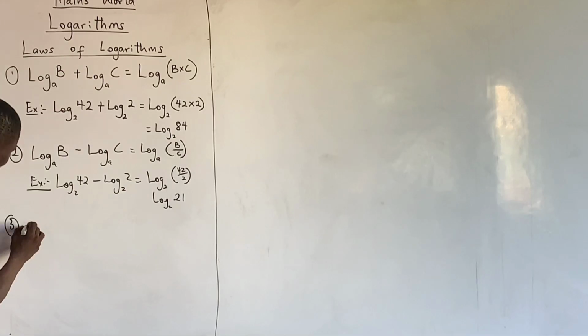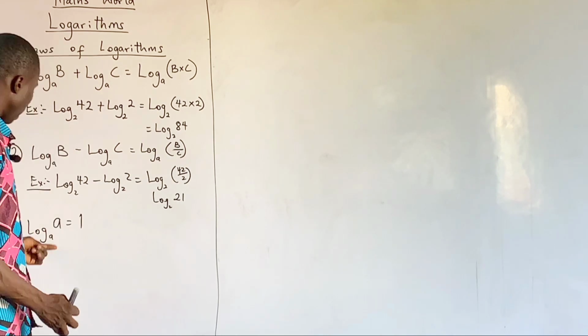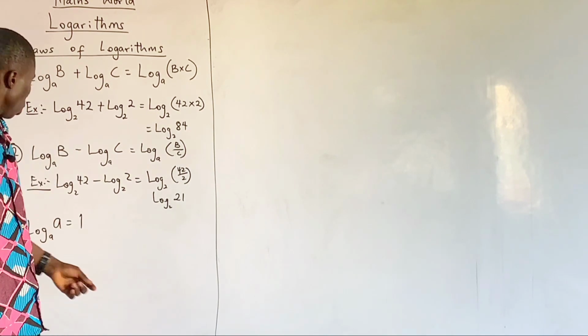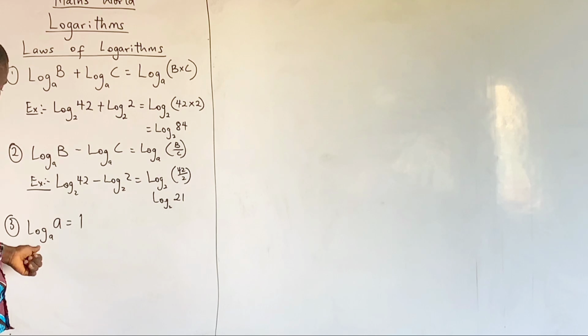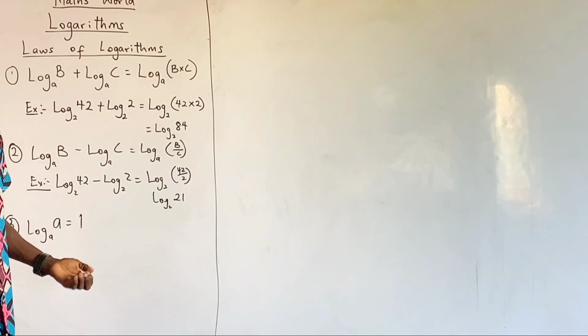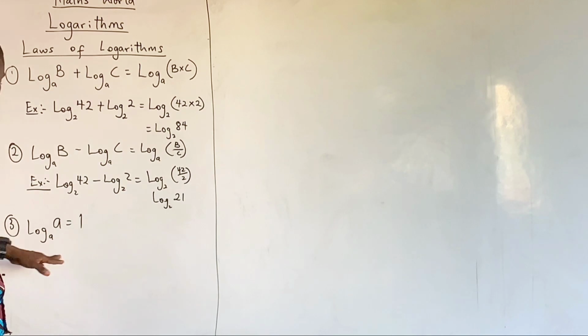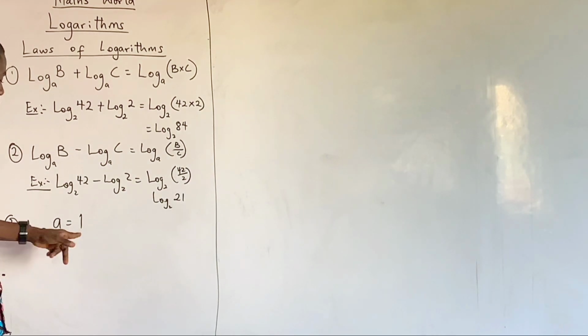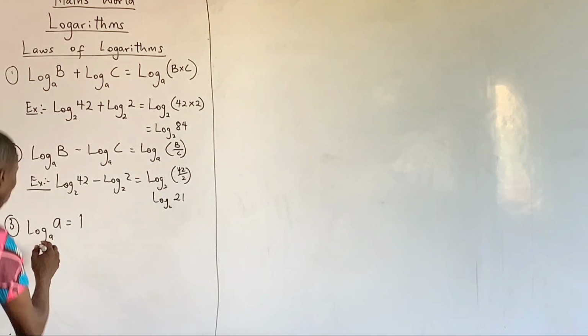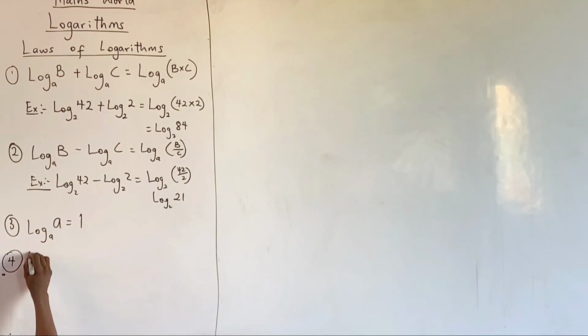Number 3 now: log a base a is equal to 1. If you have a number and you have that same number as your base, your answer is always 1. Remember the question: how many times can we raise this a to give us a, which is only 1 time. A raised to 1 is still a. That's why any number as base of itself gives 1. Let's move to the next one.